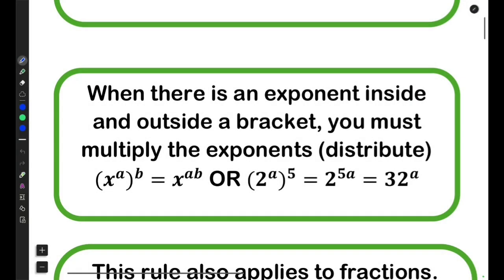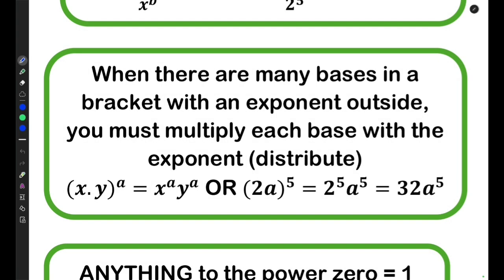The next law, I'm not saying law 3 because textbooks differ and the numbers change. So you must just know all the laws, it doesn't matter which number it is. This one says, when there is an exponent inside and outside the bracket, you must multiply exponents. So x to the power a in a bracket, and then b on the outside of the bracket, will just be x to the power ab. If we look at the example with numbers, 2 to the power a in a bracket to the power 5 will just be 2 to the power 5a. And now remember, if I can simplify something, I should simplify it. That's why 2 to the power 5 becomes 32a. So if it's possible, please always simplify.